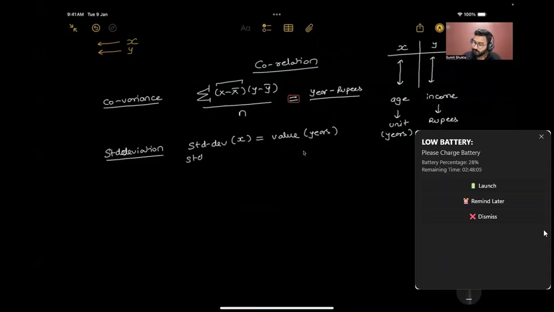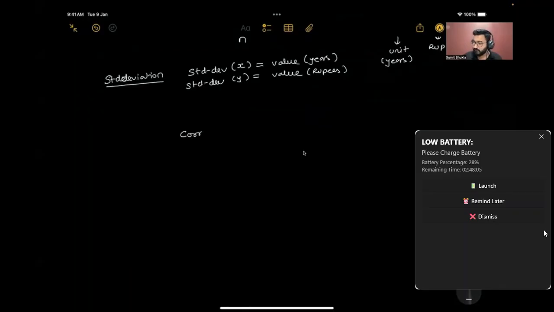Similarly, the standard deviation of y will be some value but in rupees. Now, can I use this to nullify the units of the covariance? And that is what correlation is. So in the case of correlation, what we do is something like this.